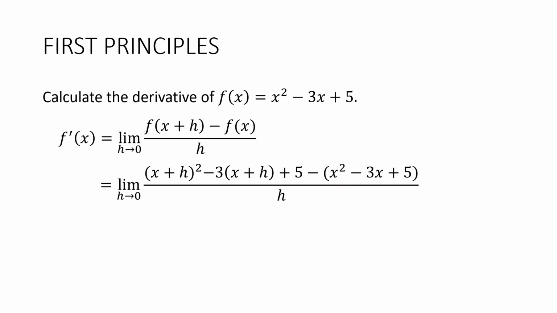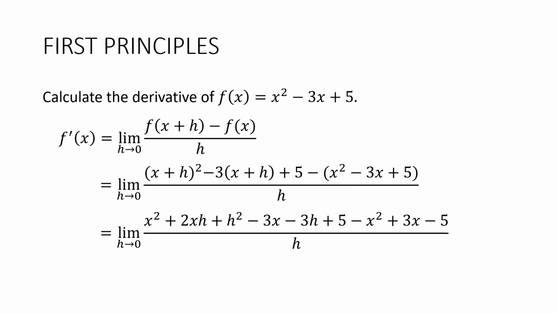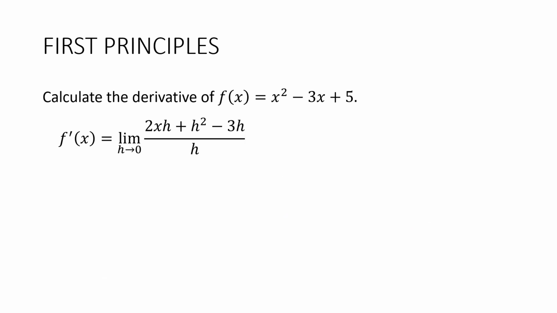All right, let's expand all of that out. Now you can see that we've got some x squareds that are going to cancel, and some 3x's and some 5's. And we're left with the limit as h approaches 0 of 2xh plus h squared minus 3h all over h. And we can factorise an h on the numerator.